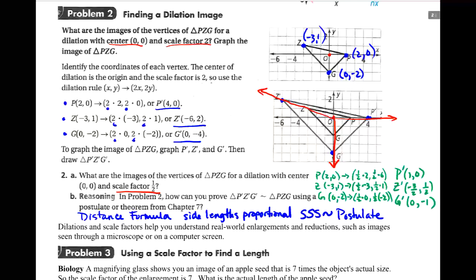And part B, I have a feeling you just waited for me to answer this one and you didn't go back to chapter 7. All right. How can you prove that your triangles are similar using a postulate or theorem from chapter 7? Did you actually go back and look at your postulates or theorems from chapter 7? Because if you had, I bet you would see immediately how to do this. We use the distance formula. We find that our side lengths are proportional, and we use the side-side-side similarity postulate.